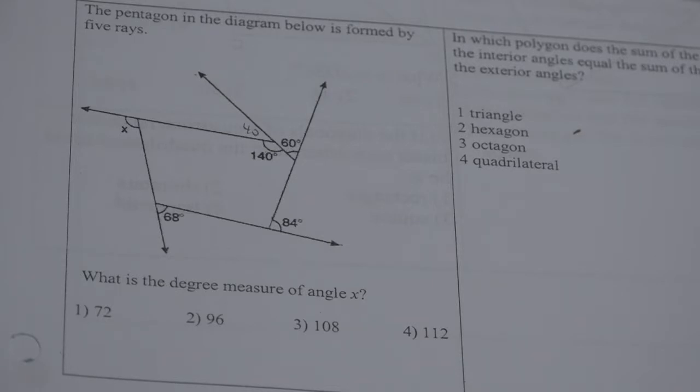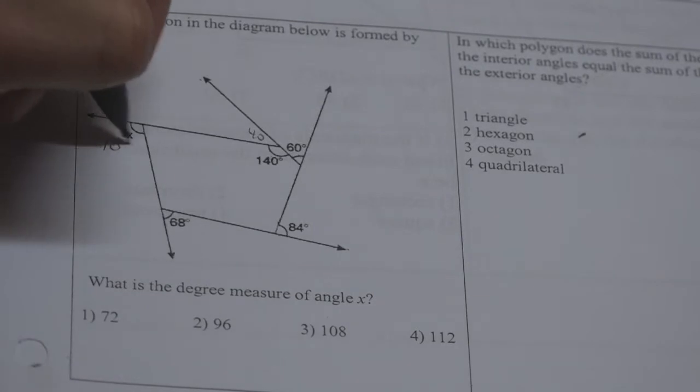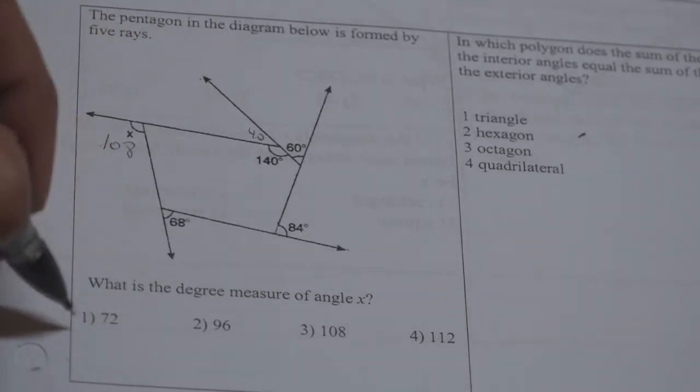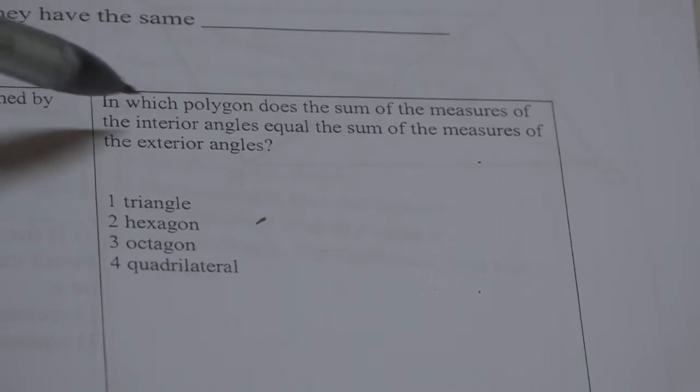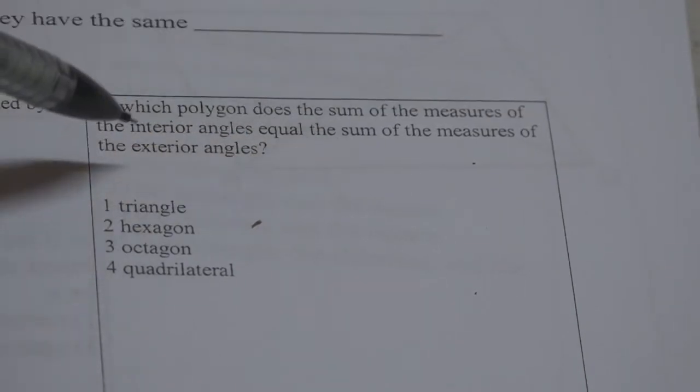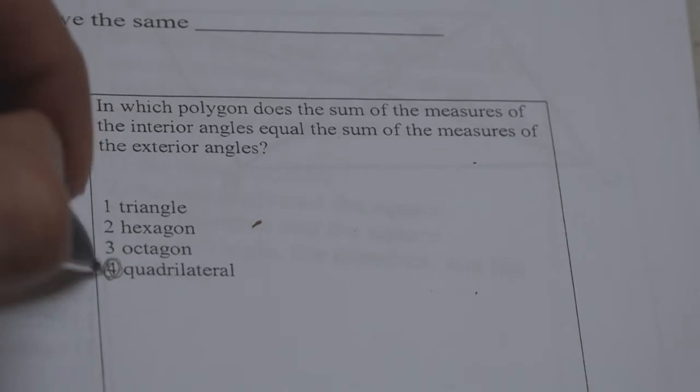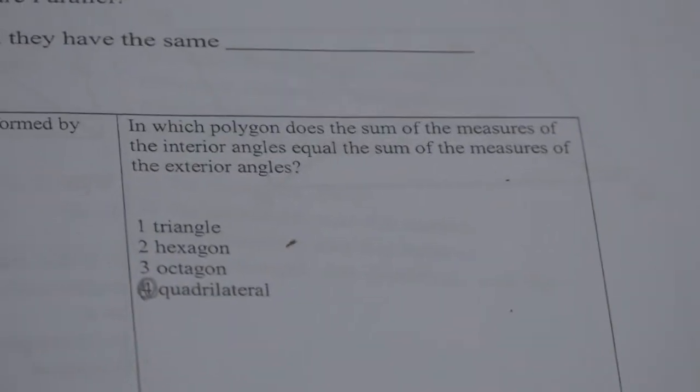All right, so we got it, right? So this is 108. The answer is 3. We got you with this. Let's move on. All right. So, in which polygon does the sum of the measure of the interior angles equal the sum of the measure of the exterior angles? It has to be the quadrilateral. 360 on the outside, 360 on the inside. I mean, no questions about it, right?